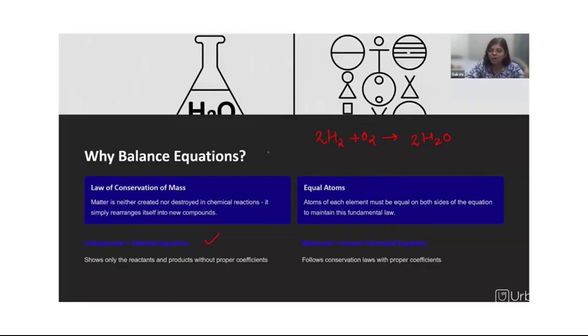So if I see on the left-hand side and the right-hand side the number of hydrogen and oxygen, here the number of hydrogen is 4, here also it is 4, the number of oxygen is 2, and here also it is 2. So our equation is balanced. We are going to study the proper rules from the next slide. This is just to make you all understand that this is what is known as a balanced chemical equation, a correct chemical equation which follows the law of conservation of mass, right?